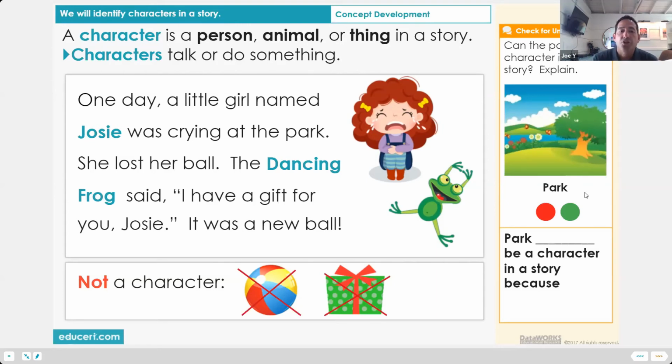Can the park be a character in a story? Stacy, you're going to be a student who has a misconception, okay? You're going to put yes, but you have a misconception. You think the park's a character because you've gone to a park when I call on you, and the leaves blow. So the trees are moving. So it's doing something. So you think it's a character. Do you understand your response, Stacy?